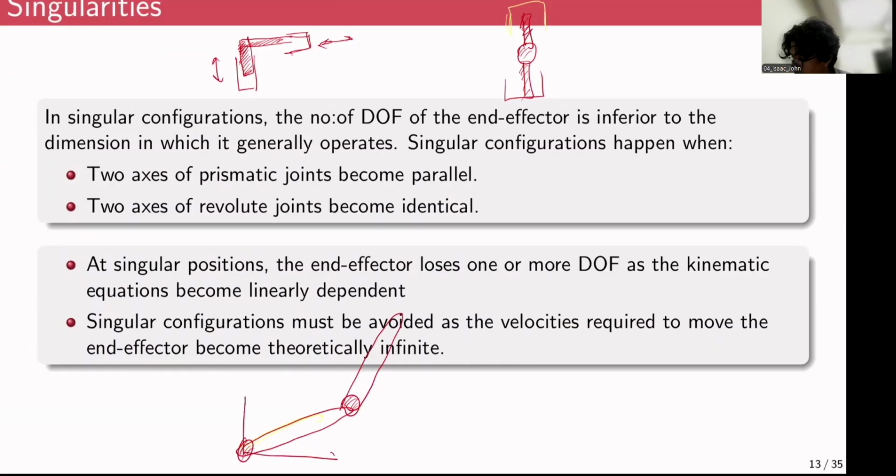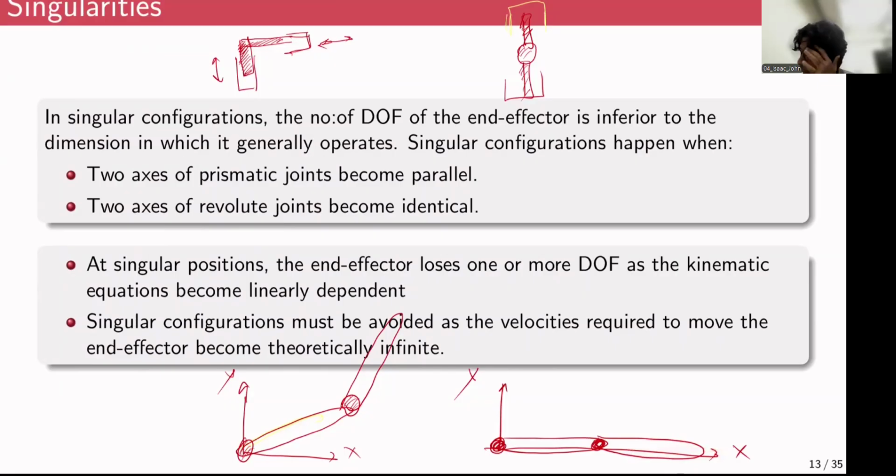I'll denote this as x-axis and y-axis. Suppose the 2R robot is fully stretched, maybe along the x-axis, something like this. If this is x-axis and this is y-axis, what will happen if I try to exert a force in this direction? No matter how hard I try to push along this axis, it won't move. It cannot move along x-axis, right?